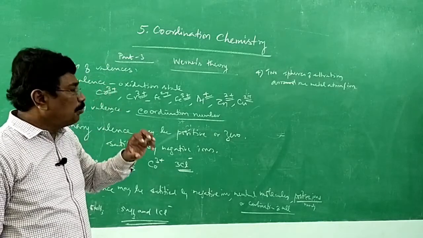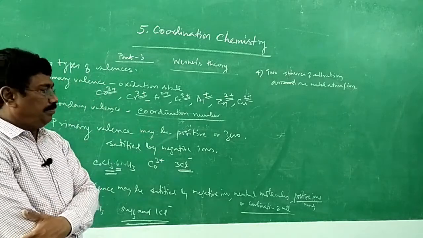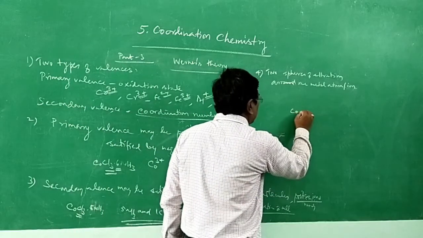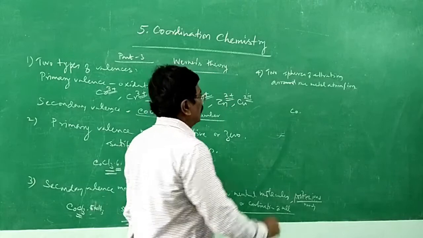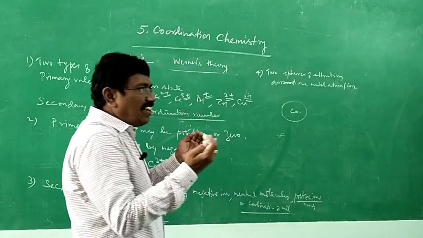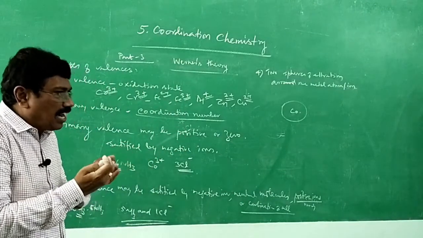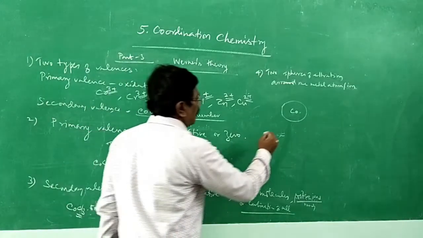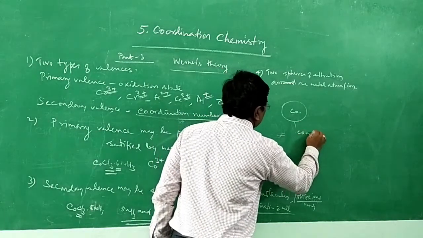The inner sphere is said to be the coordination sphere. There is a metal atom inside, maybe cobalt. The inner sphere, which is close to the central metal atom, is said to be the coordination sphere.